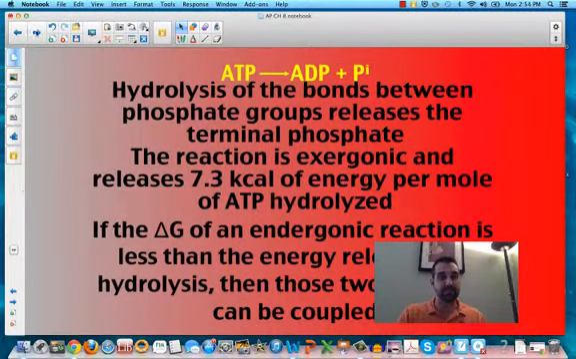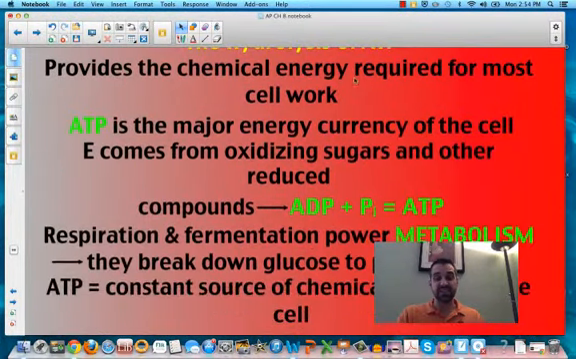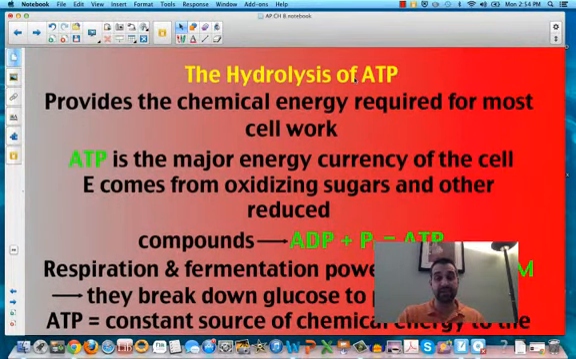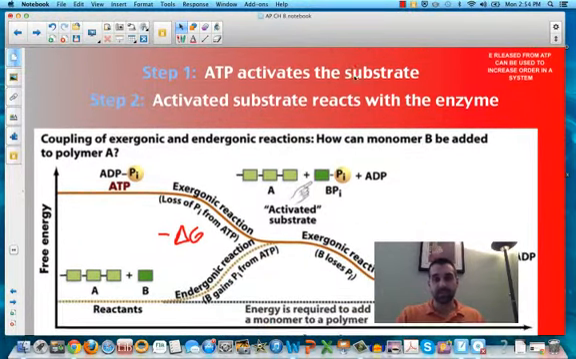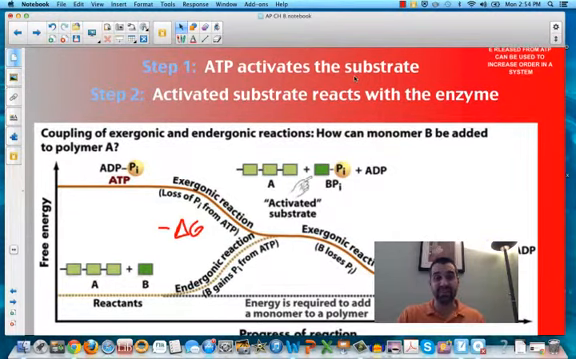This slide is simply restating what I just said, so you can pause on this, but I'm not going to reread it. And once again, this is just reinforcing what I just said, that by breaking down ATP, it gives us the energy that is needed to fuel these processes. And I think this is probably a good place to stop.